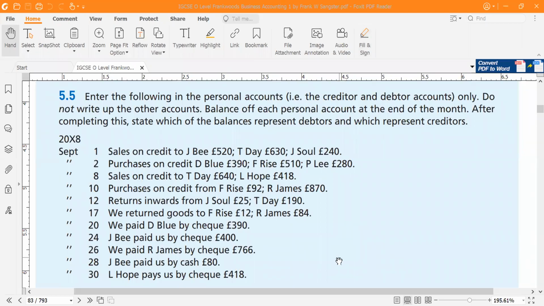Right? We want to use this particular question to prepare the different ledger accounts affected, all of them affected by these particular transactions. So this is what we will do, and we'll disregard the part where we're saying we're only entering in the personal accounts there. We deal with every other account affected under those circumstances.